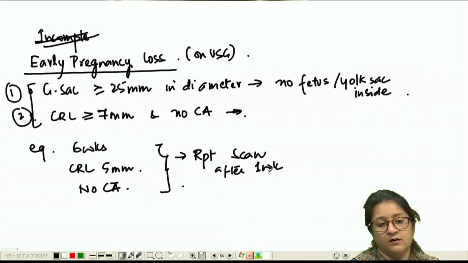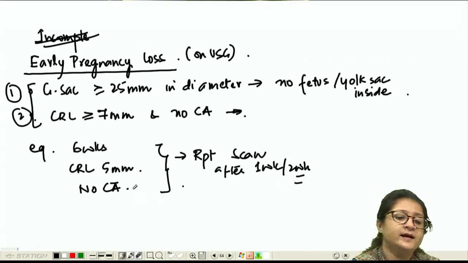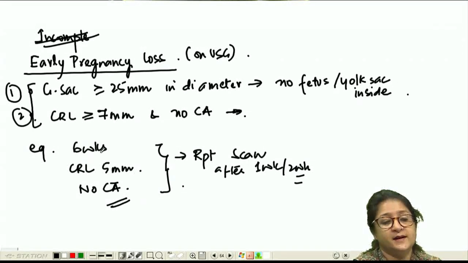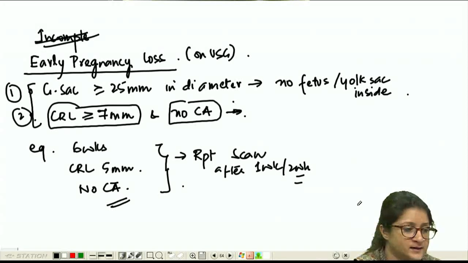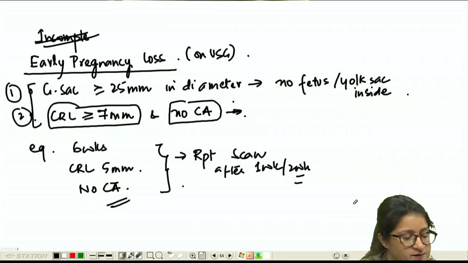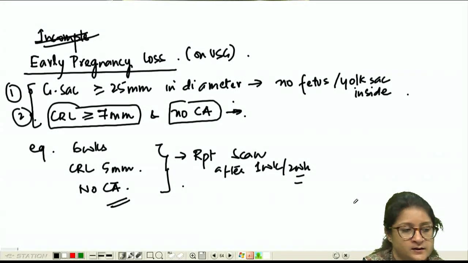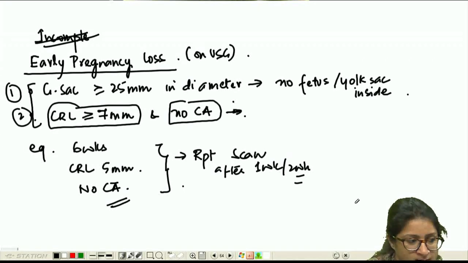after 1 week or 2 weeks depending, and we will repeat the scan to see, because the CRL has to be more than or equal to 7 mm with no cardiac activity to be diagnosed as early pregnancy loss. So that is just the difference here. We will move on now to the next question.